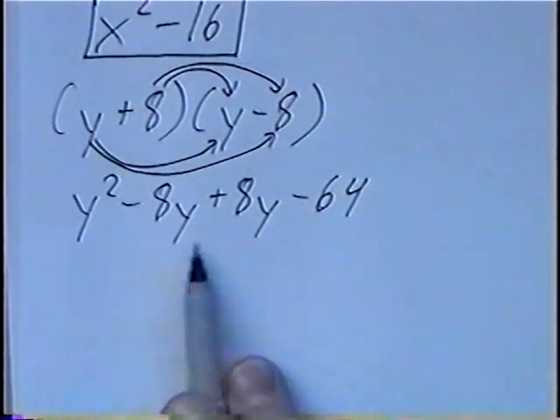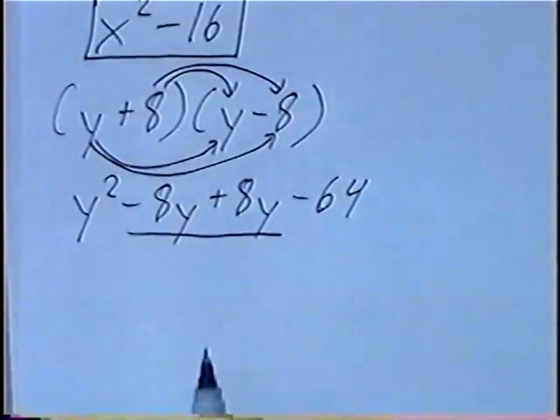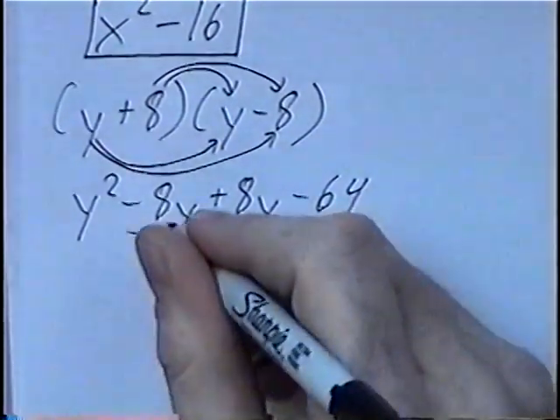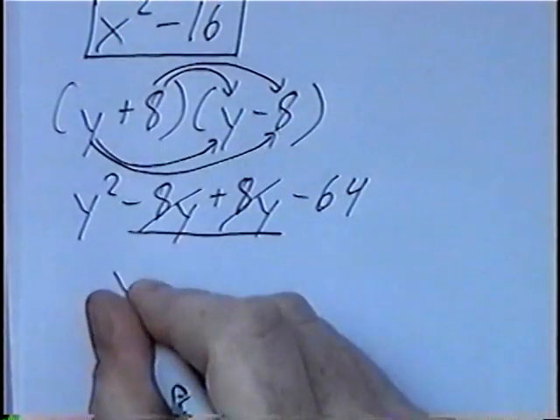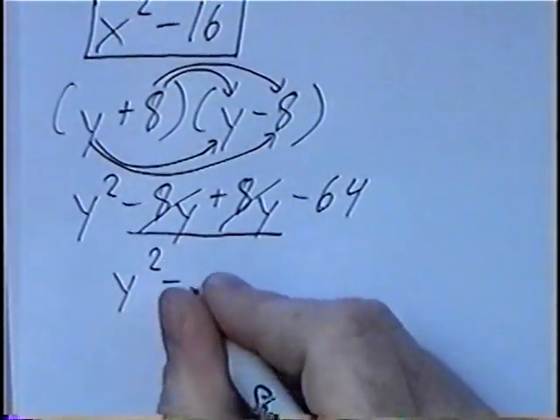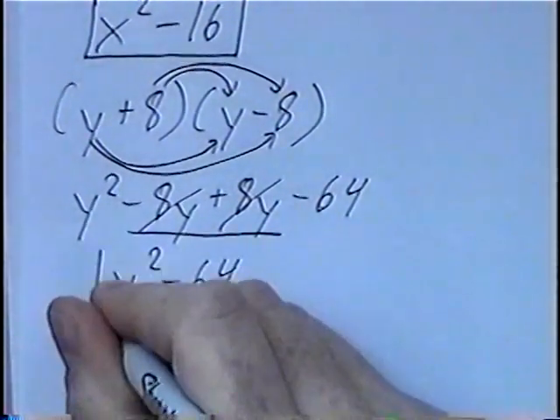And again, the middle terms being opposite signs, negative 8y plus 8y would cancel out or be 0. And our final answer would be the first term and the last term, which is y squared minus 64.